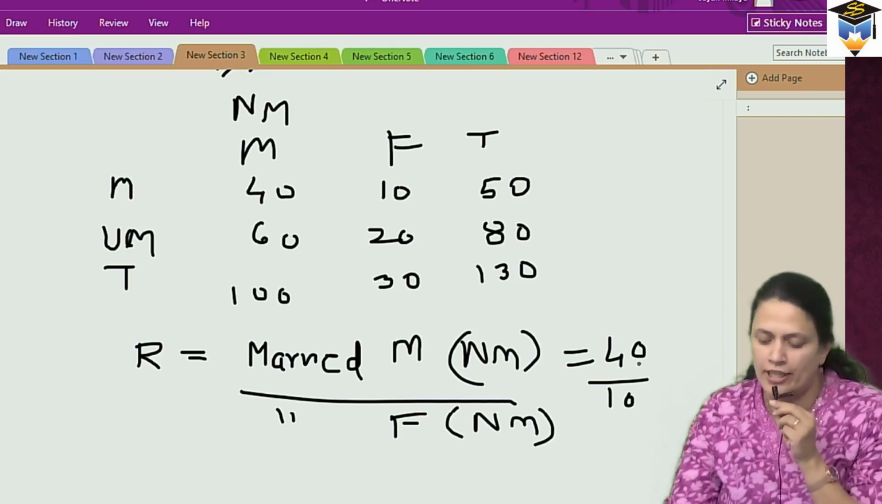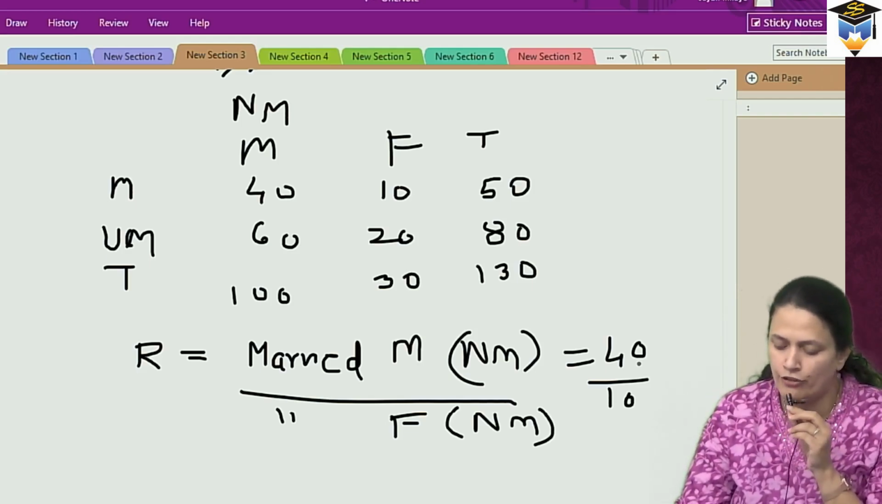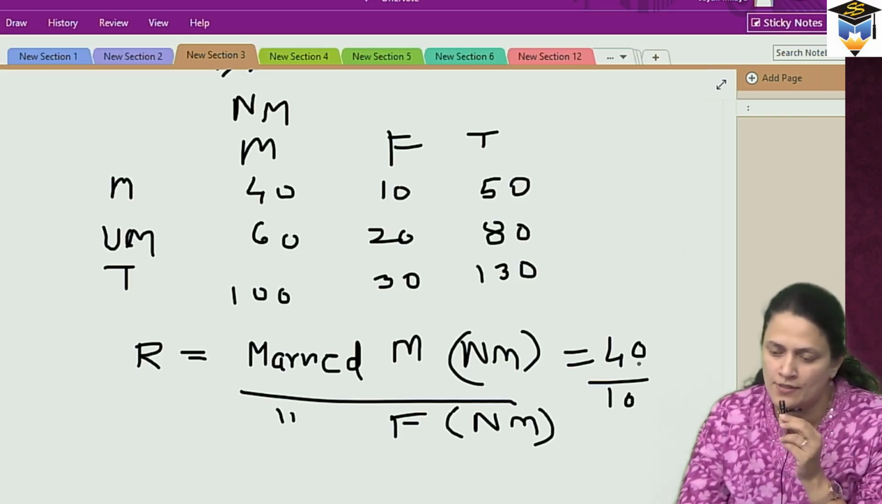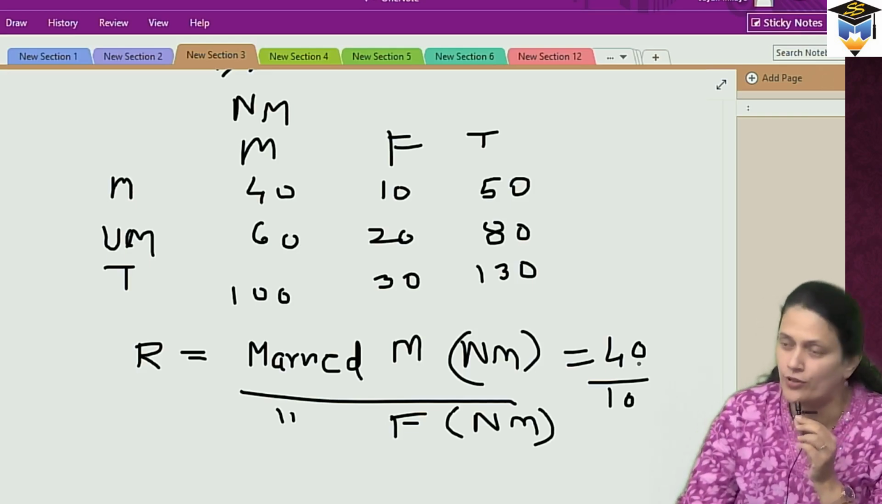Okay. So the ratio they have asked us to find out is of married male non-members to the married female non-members, which comes out to be 40 upon 10, that is 4 is to 1.